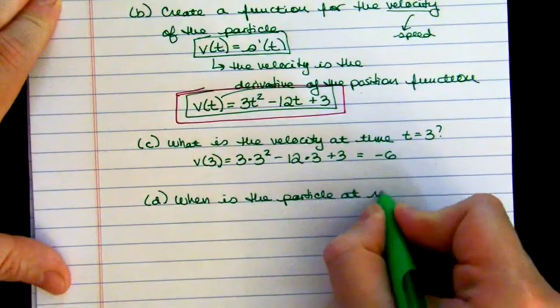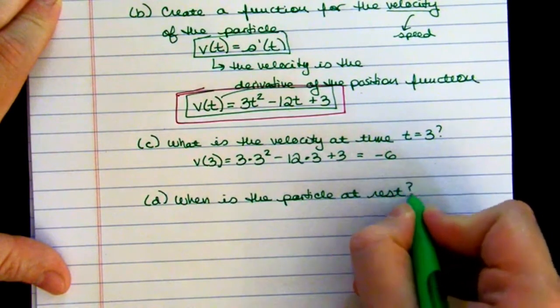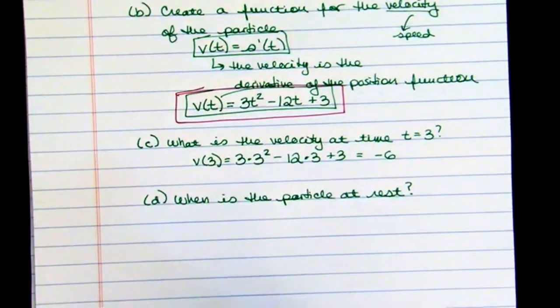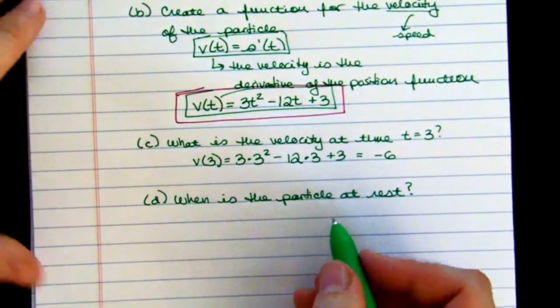When is the particle at rest? And I guess my question for you is, if the particle is not moving, something's going to be 0. And what's going to be 0? Is the time of the particle going to be 0? Is its position going to be 0? Or will its velocity be 0? What do you think? Well, hopefully you said velocity.